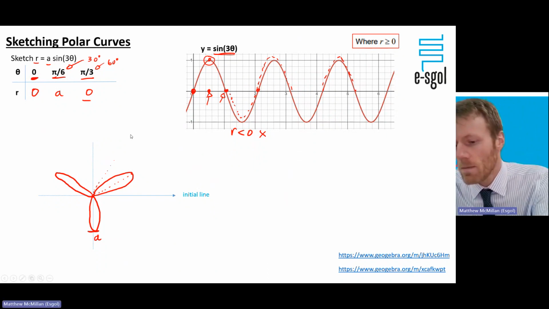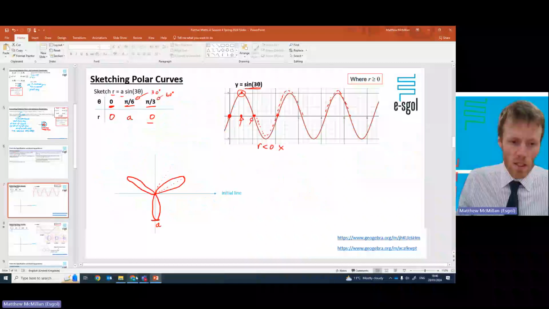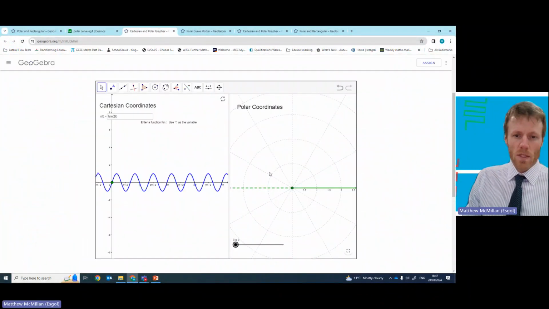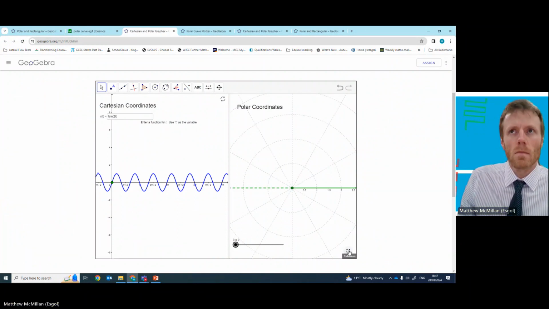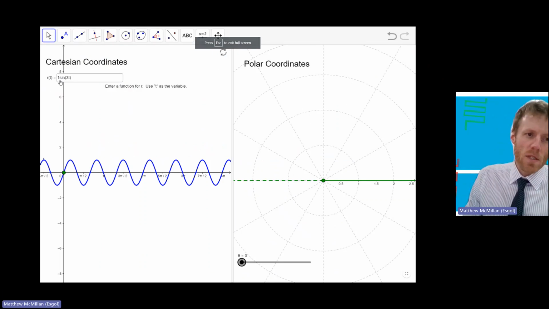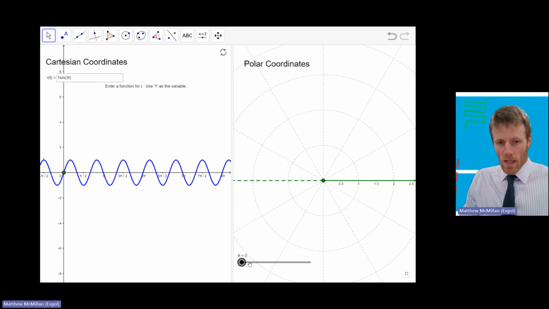Let's just have a look at it on GeoGebra. So I'll keep my annotations there, and it's this one that I wanted, I think. Make it as big as possible. Where my mouse is hovering, I've typed in the function. I've just put 1 times sine of 3t, and you can see over here, this green dot is the angle.